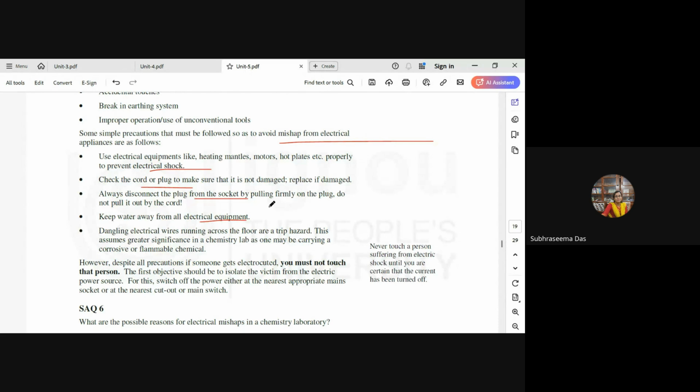We should always ensure the electrical wires are working properly, and they should not be running across the floor. They should always be over the top of the room, because dangling electric wires cause major accidents in the lab.